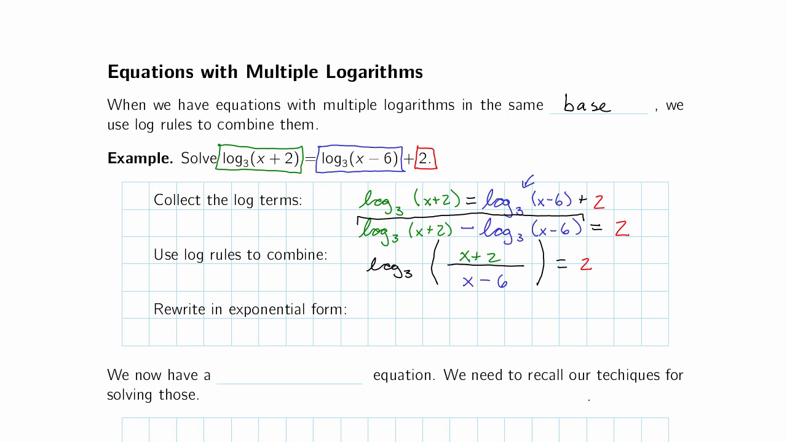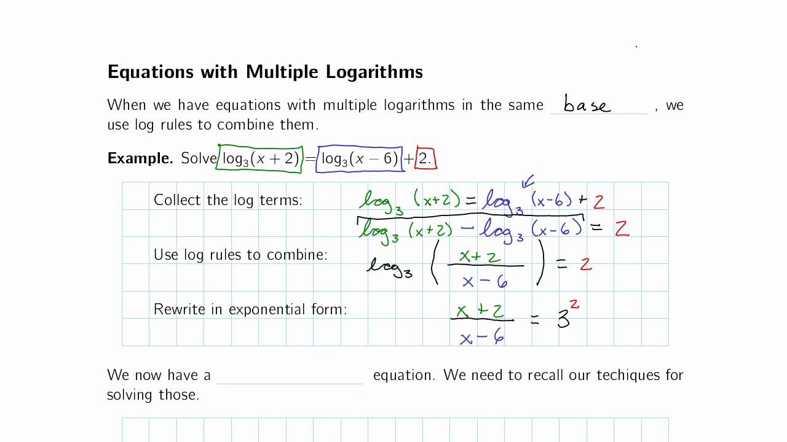Okay, so now I have a log equals a number. It's a slightly more complicated log than I had before, but I can now make exactly the same move that I made when I started with an equation with a single log in it. That is, I can rewrite this in exponential form, and I'll be left with the argument of the log equals the base to the second power. Right, so that's just rewriting the log in exponential form.